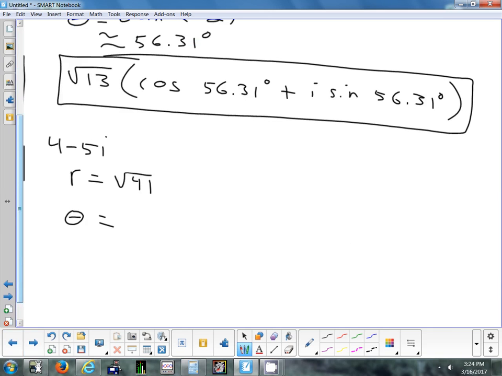And what quadrant am I in? Not 3. What kind of number is this? Positive. And this one? Negative. So when you graph positive, negative, what quadrant is that? Write it down. So that's quadrant 4. So what's your formula for theta in quadrant 4?